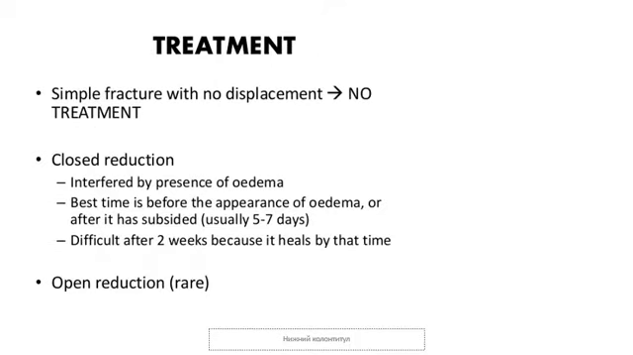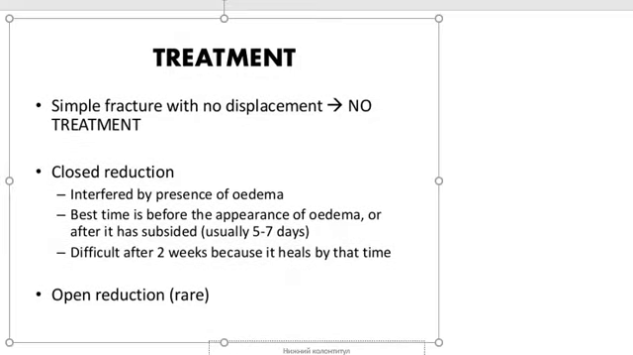The treatment methods: a simple fracture with no displacement needs no treatment. But there are two types of reduction, the closed reduction and open reduction. Sometimes we do the closed reduction, which is interrupted by the presence of edema. This is done before the appearance of edema or after it has subsided, usually 5-7 days, and it is difficult after 2 weeks because it heals by that time.